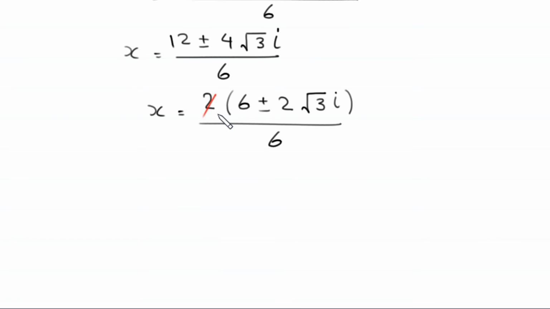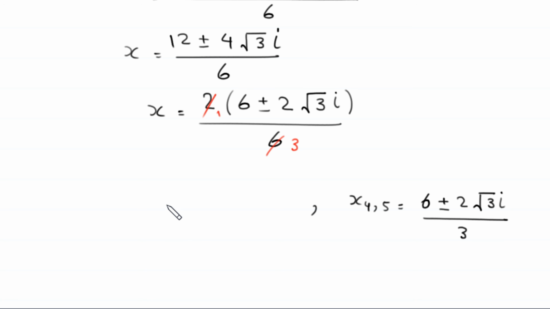Now 2 one time is 2 and 2 3 times is 6. So from here we get two values of x, x4 and x5, equal to 6 plus minus 2 times root 3i divided by 3.